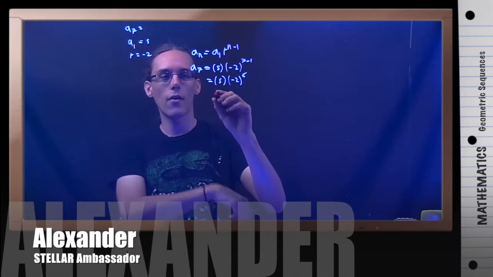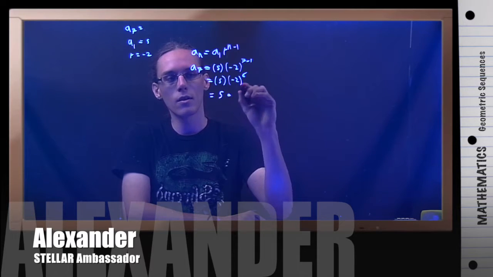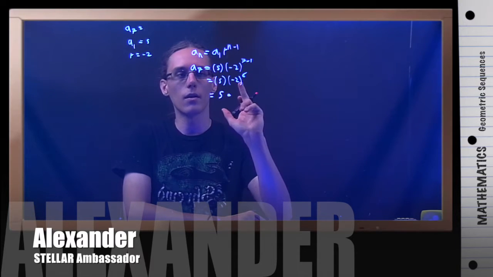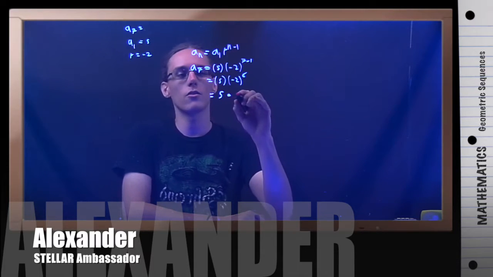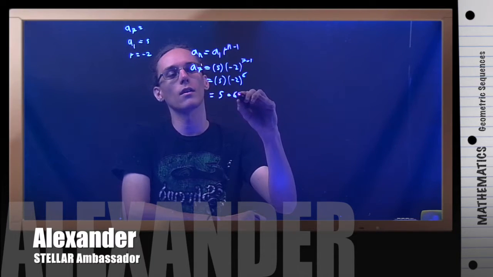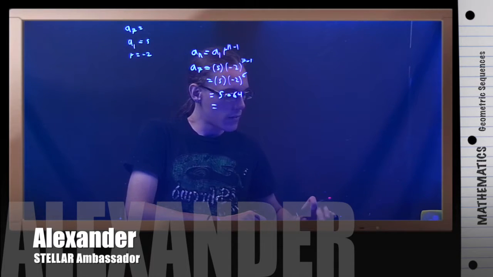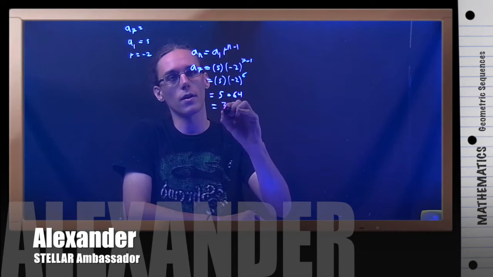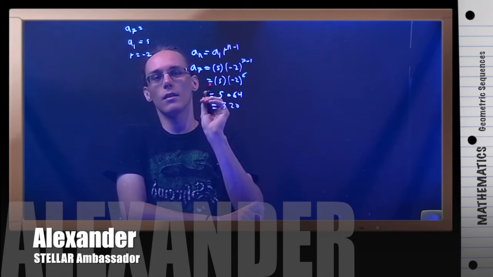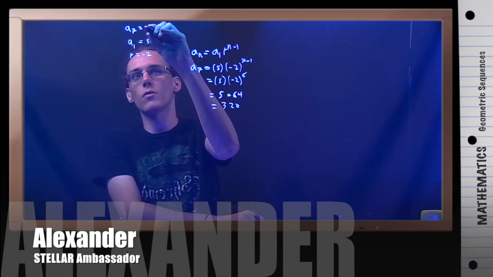And so if we go ahead and calculate this out, we have 5 times, if I raise a negative to an even exponent, I get a positive value, and 2 to the 6th in general is 64. And if I do 5 times 64, I believe that is 320, and it is. So I get 320. So there we go. The 7th term of this geometric sequence would be 320.